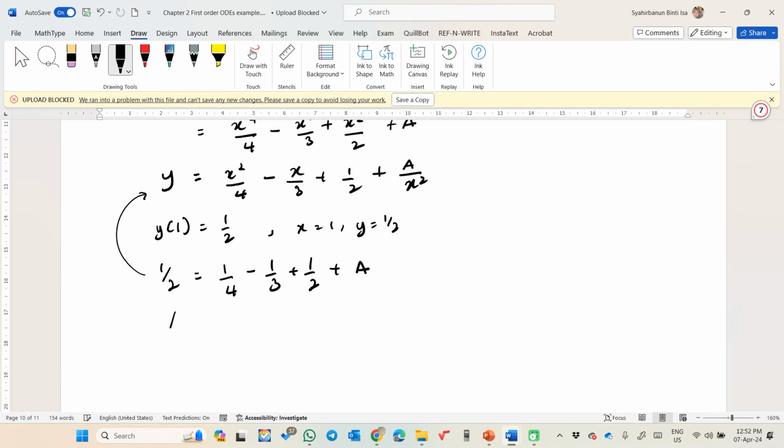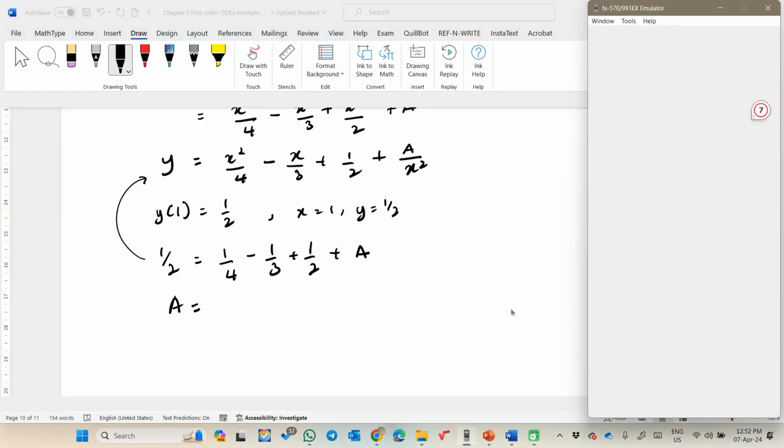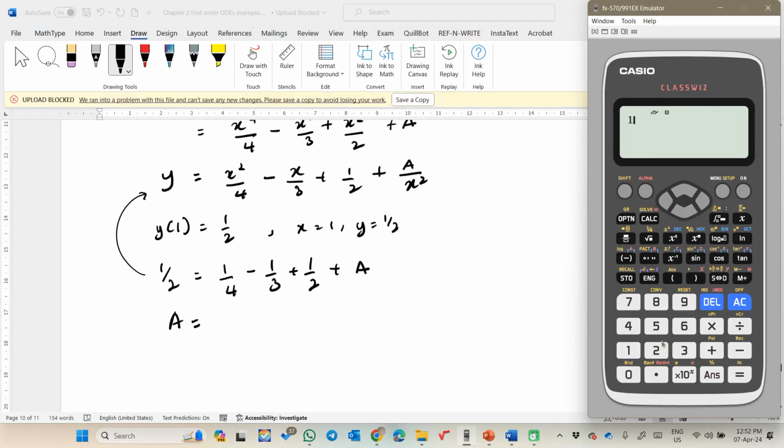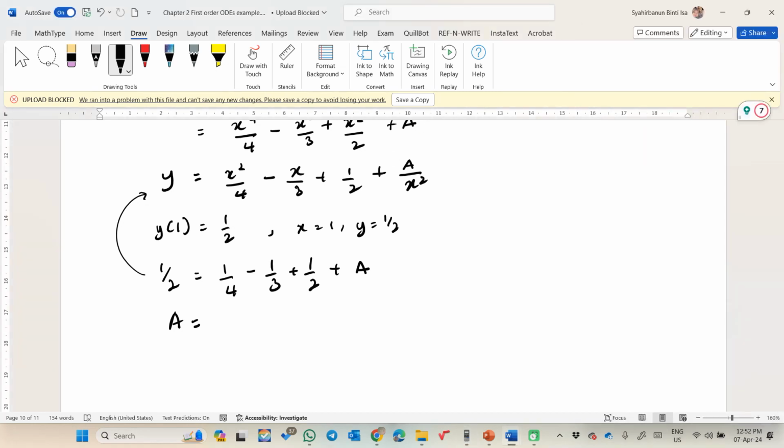So what is a? We can just use the calculator. So 1 over 2 minus 1 over 4 plus 1 over 3 minus 1 over 2. Be careful about the sign, positive and negative. It's 1 over 12. So our a is 1 over 12.